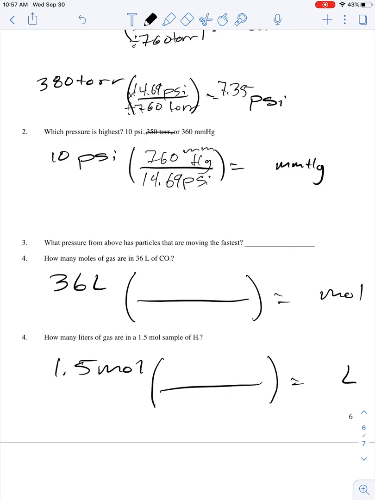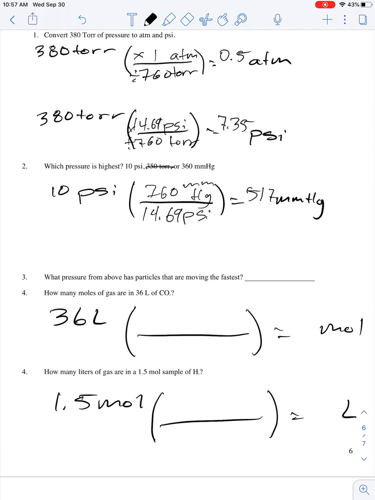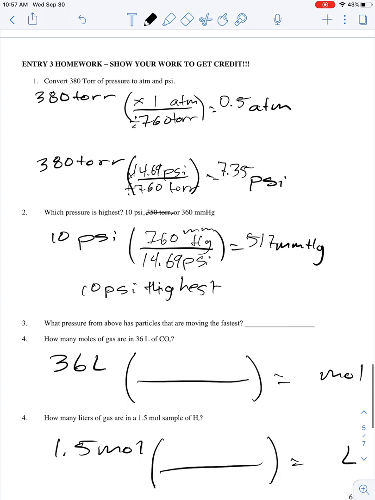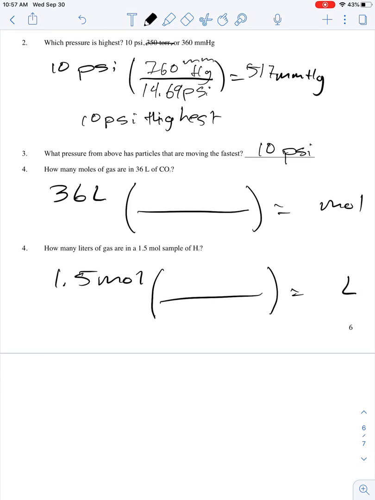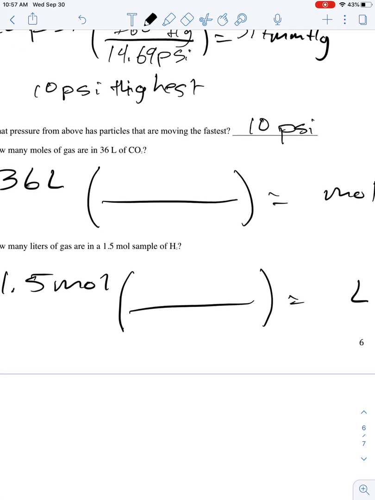So it's 10 divided by 14.69 times 760, which is going to give me 517 millimeters of mercury. So the answer then, 10 psi is the highest. That's tough. Okay, so 10 psi is the highest pressure. Highest pressure also means that it's moving at the highest speed. Highest speed, so that means 10 psi is what we got there. Higher pressure, higher temp, and all things else the same.